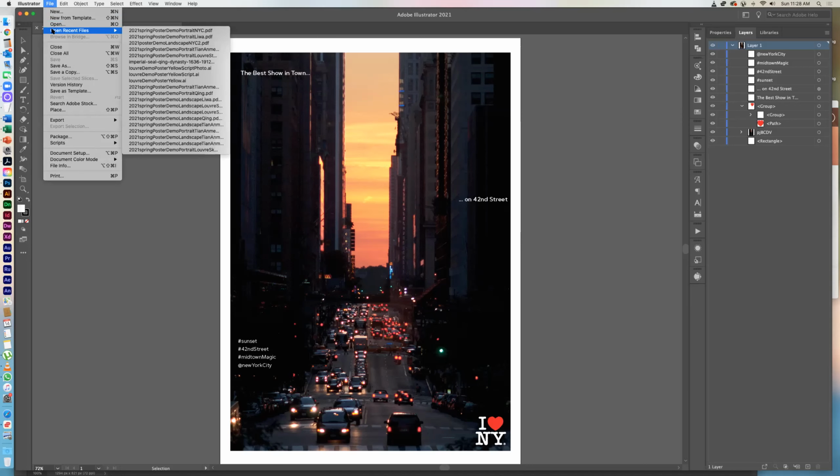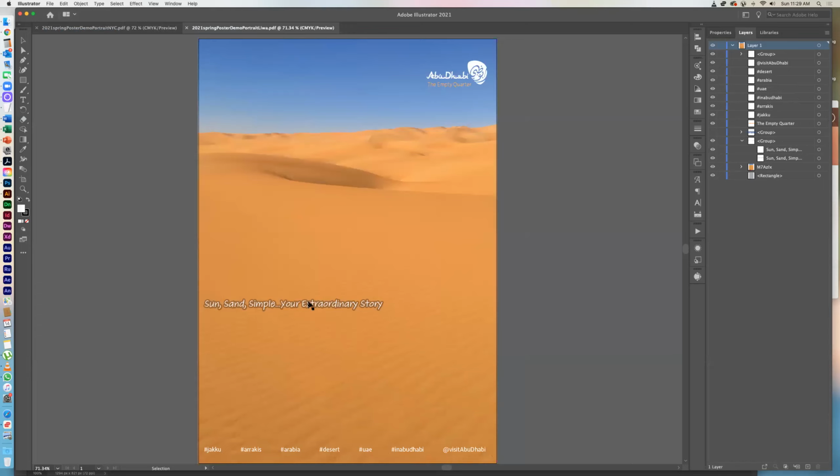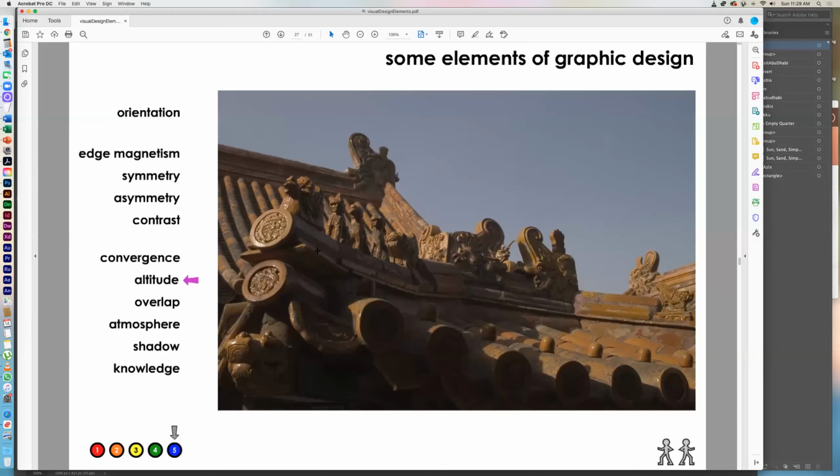If we looked at the empty quarter, trying to find. Okay, there we go. All right, the Liwa. Very much highest in the frame is farther away. So these are two examples where that is definitely reinforced because there's not a lot of other clues telling us that information of what's farther away.